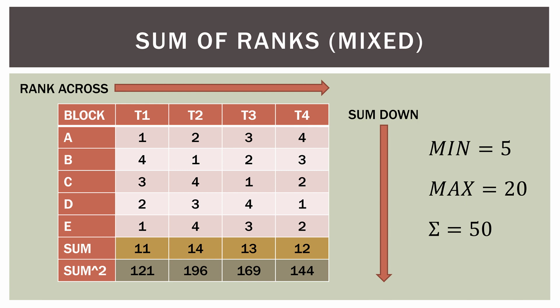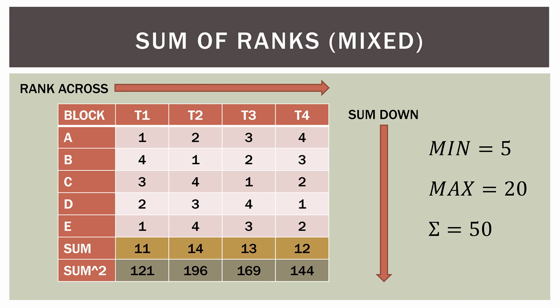Now the sum of the ranks for T1 is 11. Again, we're going down. For T2, it is 14. For T3, it is 13. And T4, it is 12. Now notice the sum of 11, 14, 13, and 12 is still 50. So it does not matter how the ranks are arranged in this table. As long as we have 1, 2, 3, 4 in some order across the block for each treatment, it will all add up to 50 regardless.